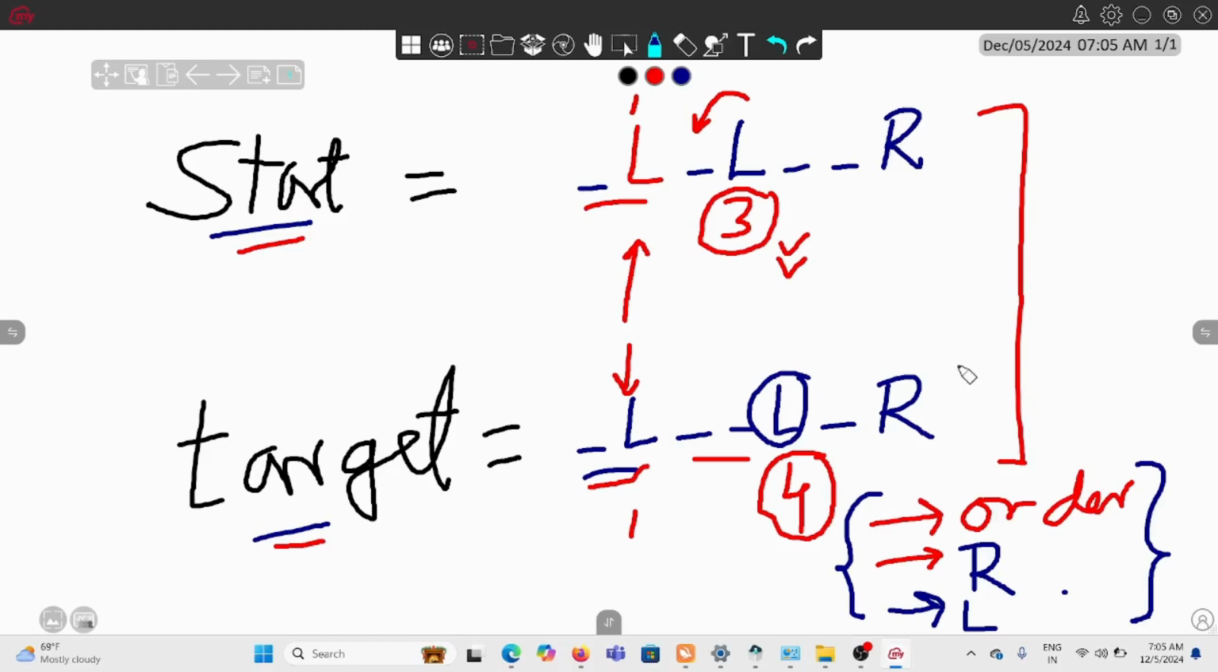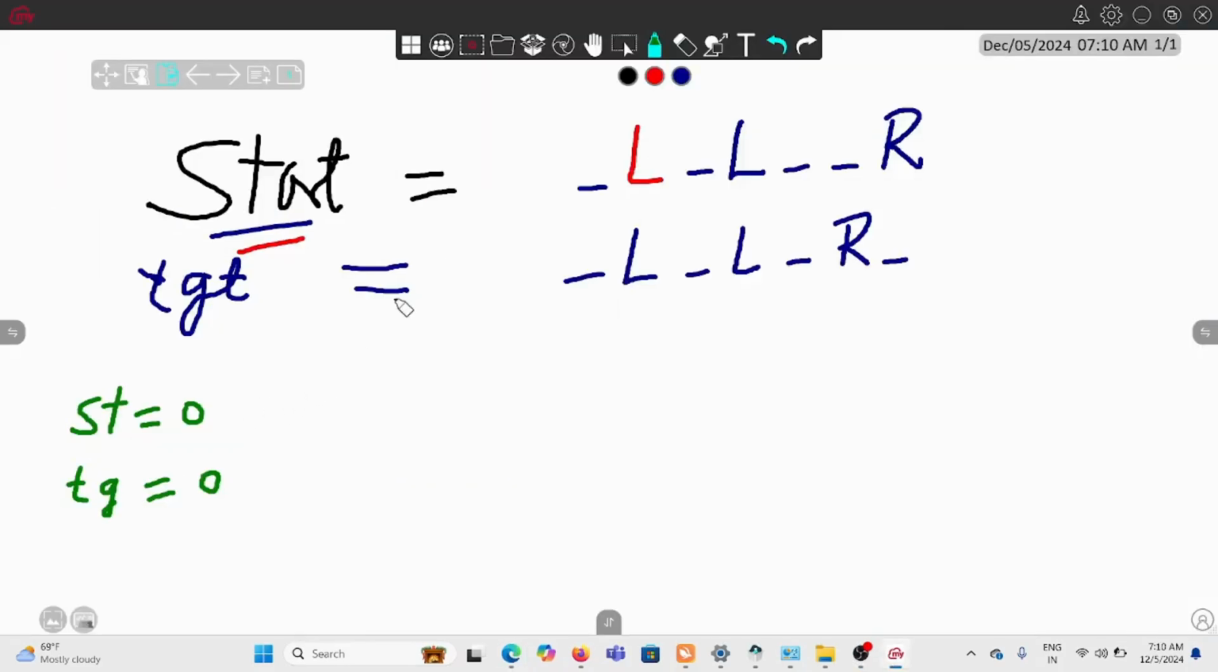So how we will do it in our code, let me show you my code for this. So we come here. What we will do is, suppose this is our start string, and this is the target. We have taken two pointers, a start pointer and a target pointer.